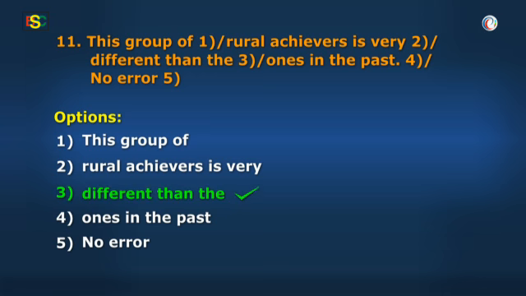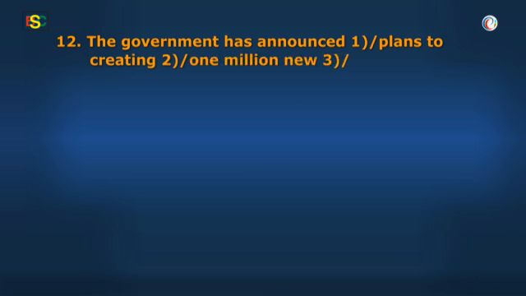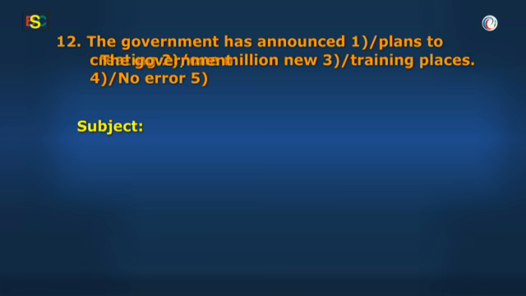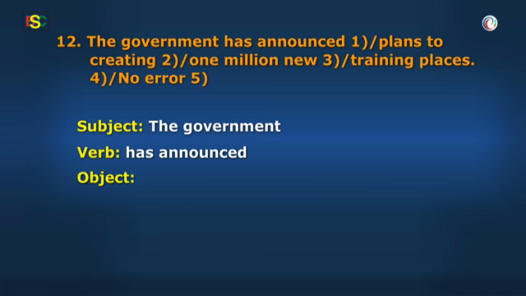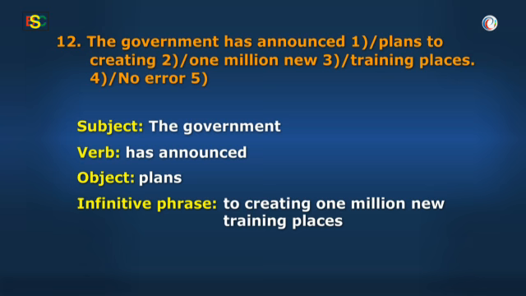Here is your next question. The government has announced Part 1, plans to creating Part 2, 1 million new Part 3, training places. Part 4, no error. Part 5. Try this, Vidya. Ma'am, in this sentence, the subject is the government. The verb is has announced. The object is plans, and the infinitive phrase is to creating 1 million new training places.